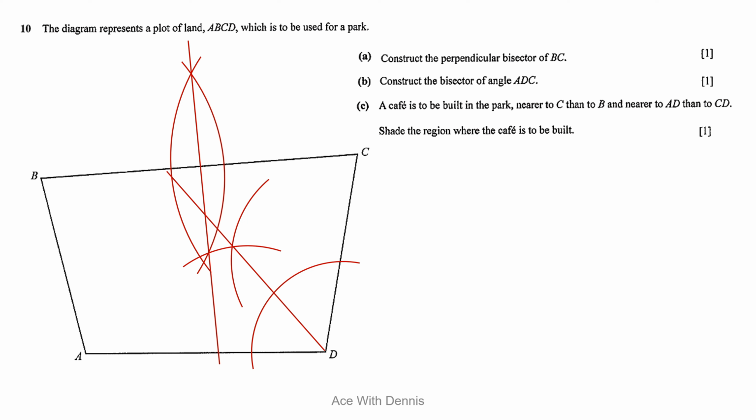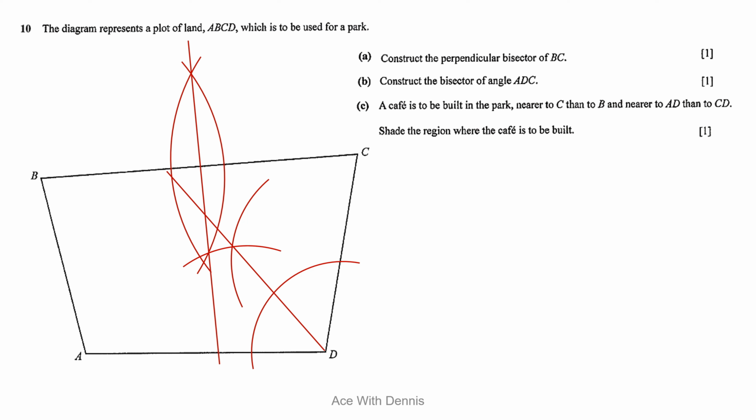First, it has to be nearer to C than to B. So we would need to refer to the perpendicular bisector. So it will be the right hand side of the line.